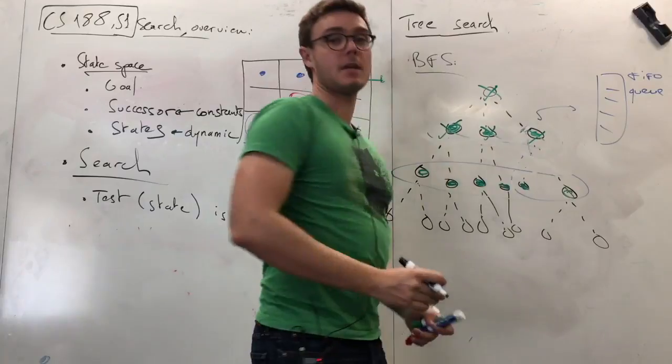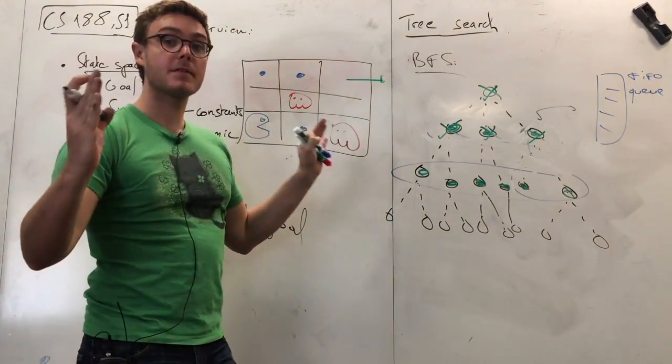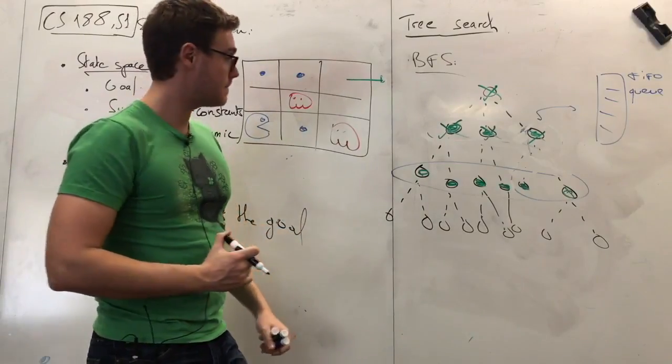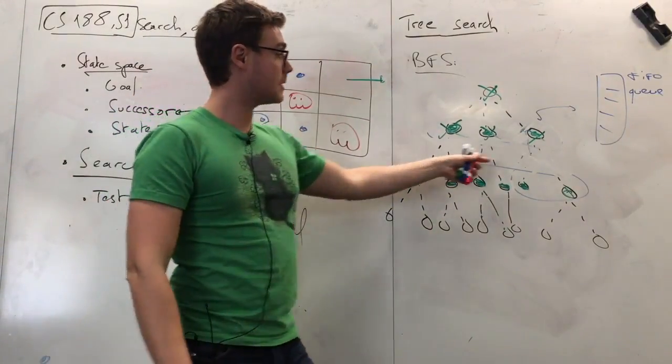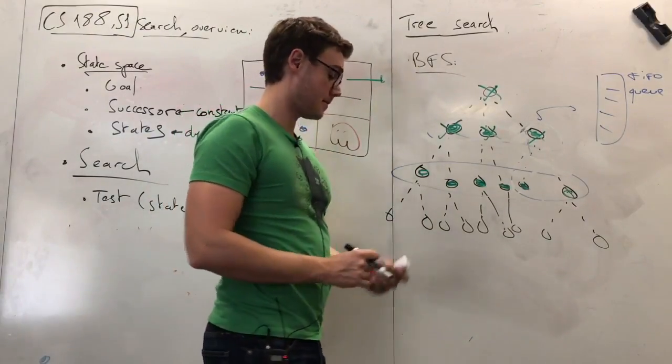And there is a property here that's pretty interesting. The fringe always occupies the width of the tree extensively. Okay? And also, all the nodes that are part of the fringe at this moment have the same number of steps to get to them.